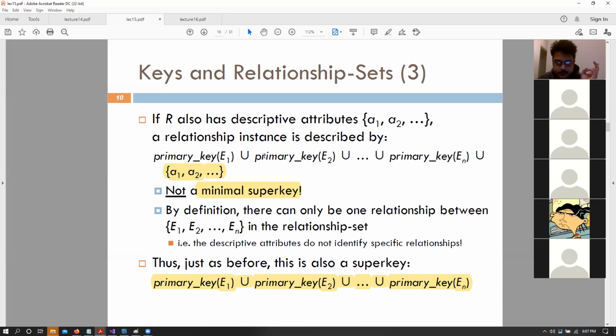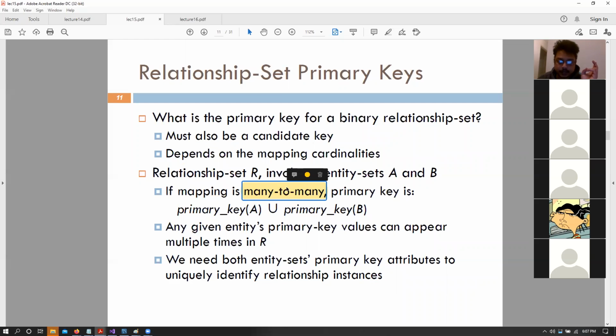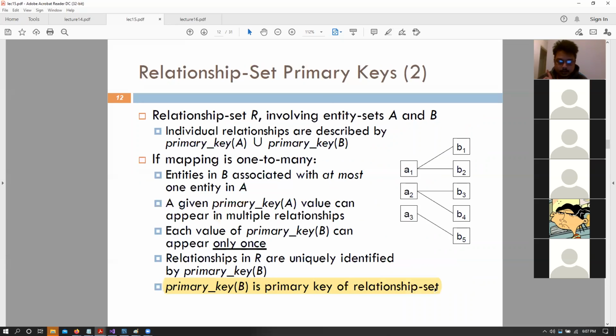But there are different cases, right? So if it is a many-to-many, then primary key A union primary key B would be the primary keys for my relationship, right? If it is a one-to-many, then primary key B would be my primary key for my relationship, not for the A part. Only primary key B would be part of my relationship.